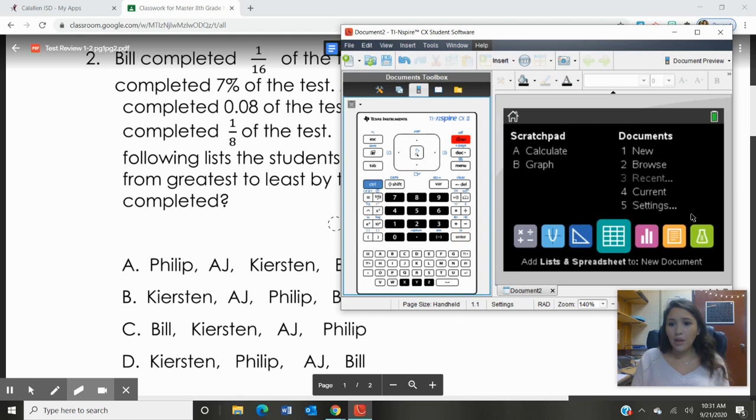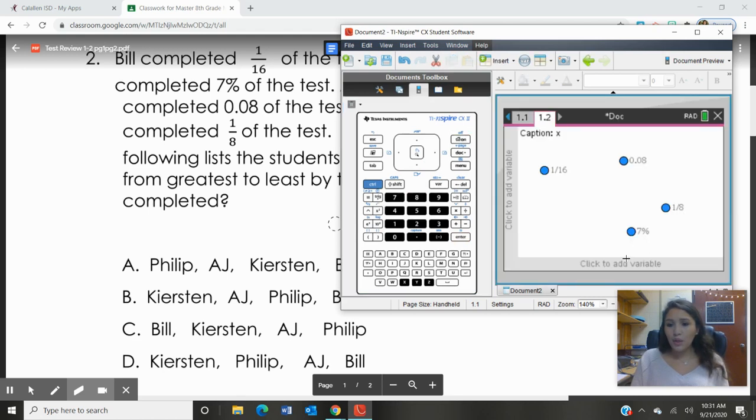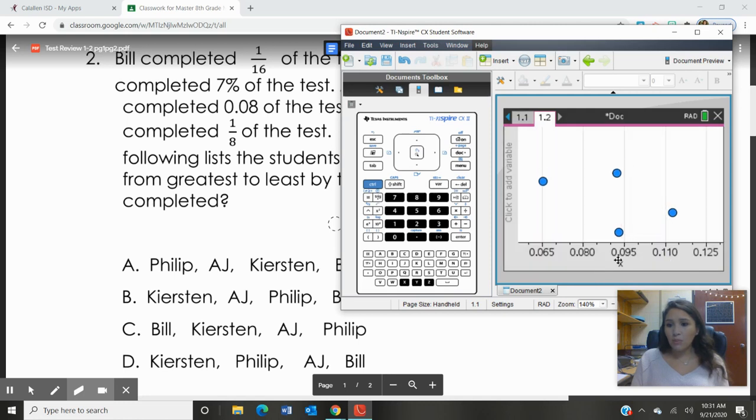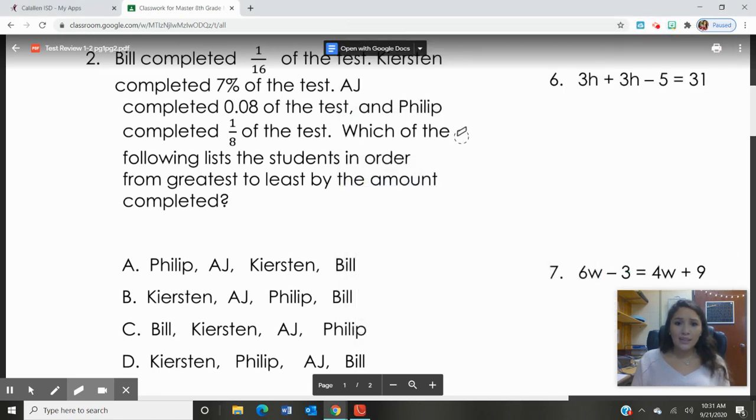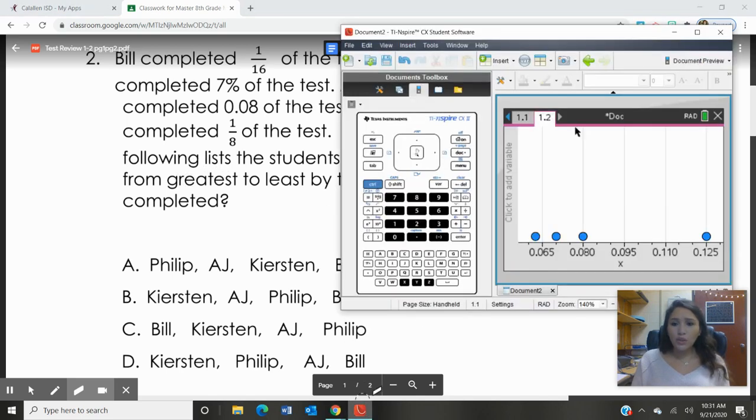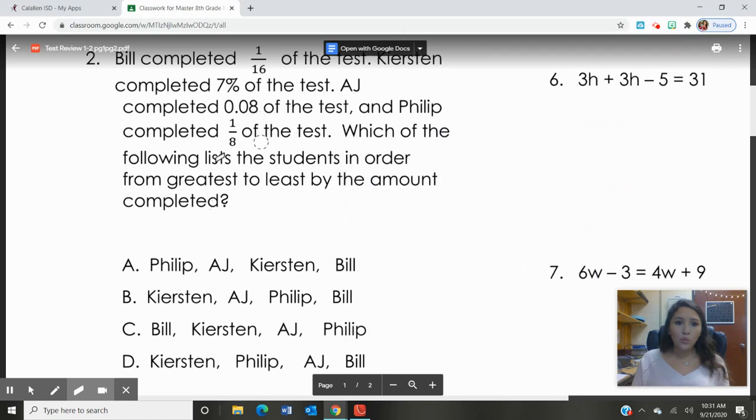I'm going to press the on button, and I'm going to go over to data and statistics. All my numbers are scattered, so now I'm going to label my x-axis, and it puts the numbers in order from least to greatest for me. Our question is asking which of the following lists the students in order from greatest to least. So over here, my numbers are listed from least to greatest. So I need to start off by looking at this one right here, which is the greatest, and that is 1/8. So I need to see who completed 1/8 of their test, and that was Philip.